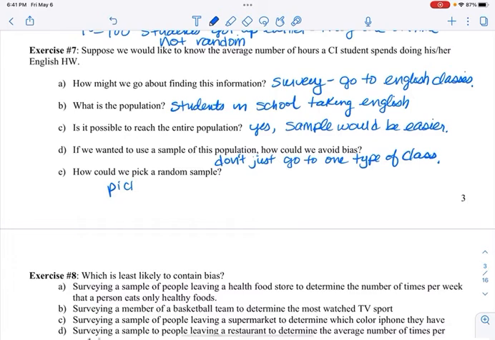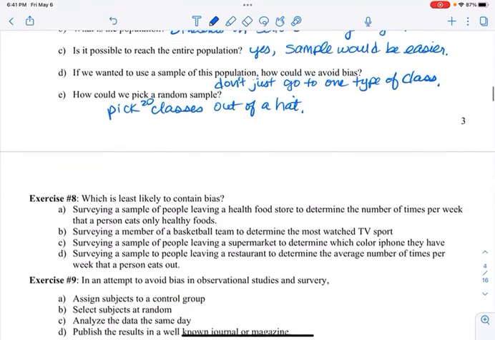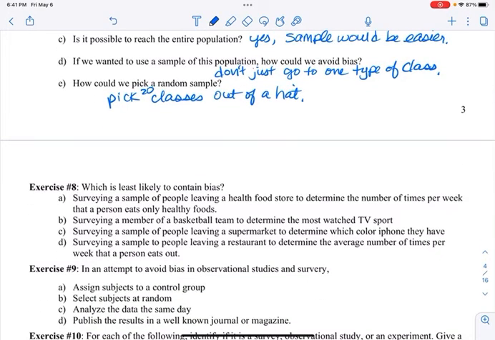Well, you can pick 20 classes out of a hat. You put all the English classes in a hat, and I picked 20 classes out of a hat. That would be random. Now, you might get some AP classes, you might get some credit recovery classes. As long as it's a random sample, then that's okay. You're not just getting all of one type of class.